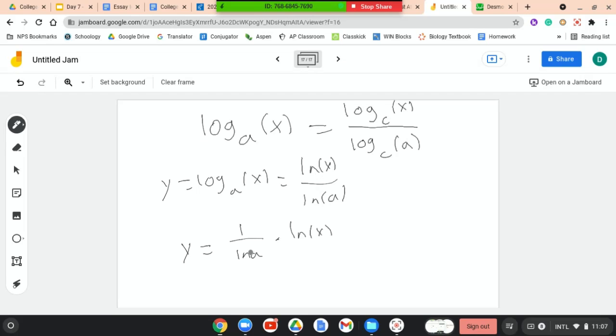1 over ln a is just going to be a number, right? Yeah. So our derivative rules tell us if we want to find the derivative of this, we just take the derivative of ln x and multiply it by whatever number we have here. Yeah, the constant multiple rule. So then the derivative is 1 over ln a times 1 over x.